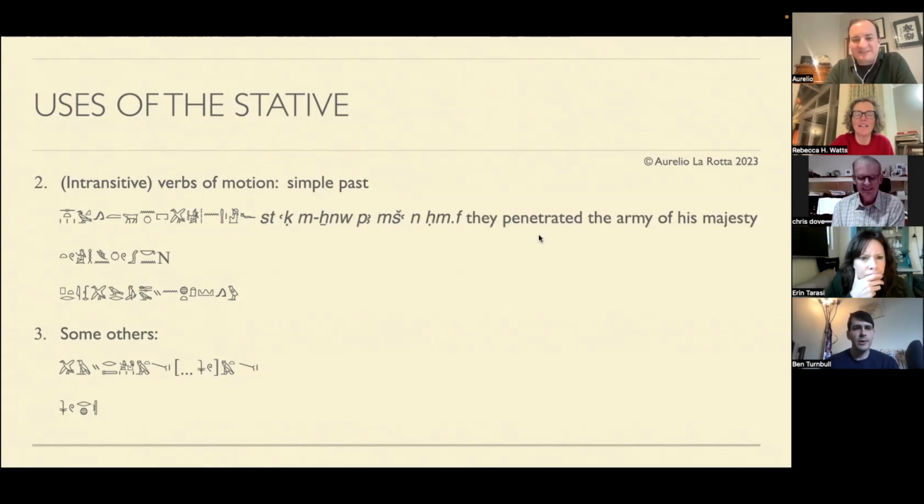Or the way that it was translated here, they penetrated into the army of His Majesty. Basically, this is describing an assault that Ramses was on the receiving end of, I think Ramses II, probably Kadesh. And of course, it's a turnaround story. In the end, it all ends well for Egypt, or at least that's what they say. But at this point in time, it's looking kind of dire. All right, well done.